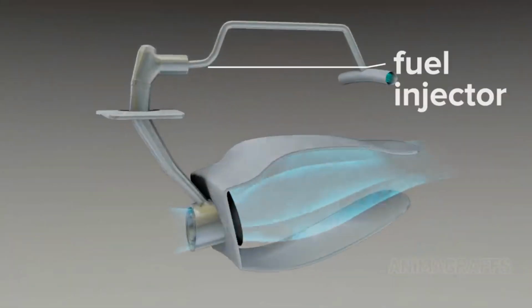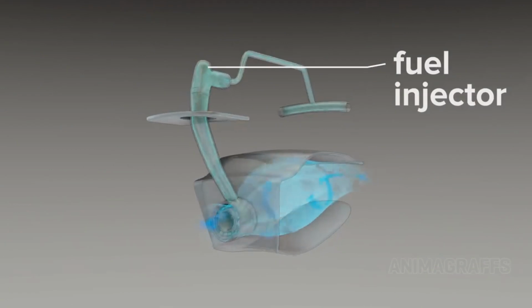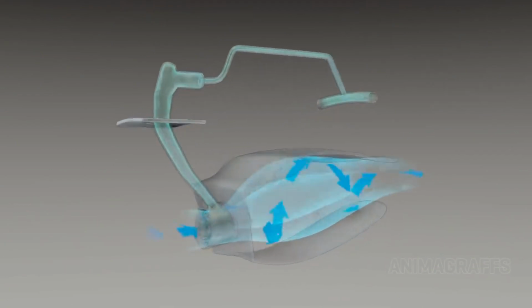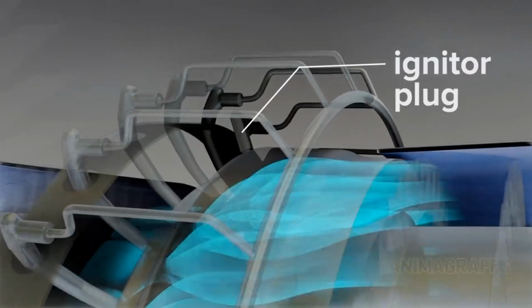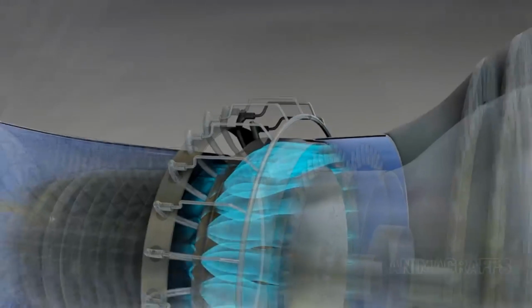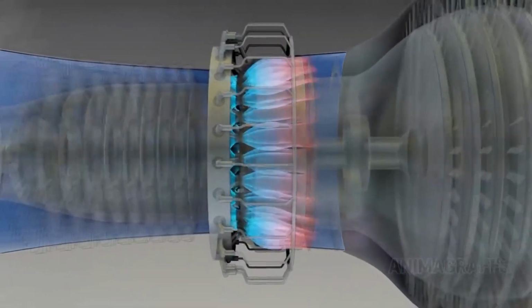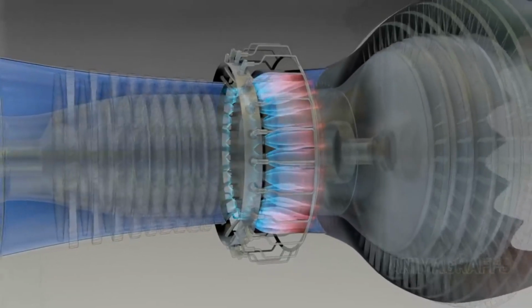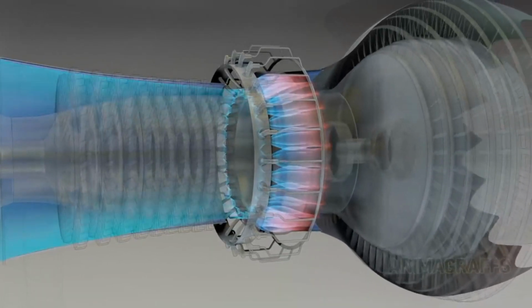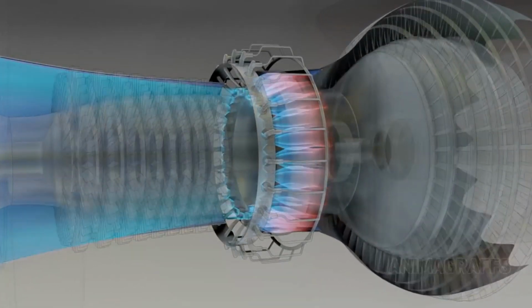Each nozzle is coupled with a fuel injector and is designed to swirl the incoming fuel and air for an even mix. A couple of igniter plugs, not unlike the spark plugs found in car engines, ignite this mixture, and the reaction spreads evenly around the ring. Once started, combustion continues as long as air and fuel are supplied.